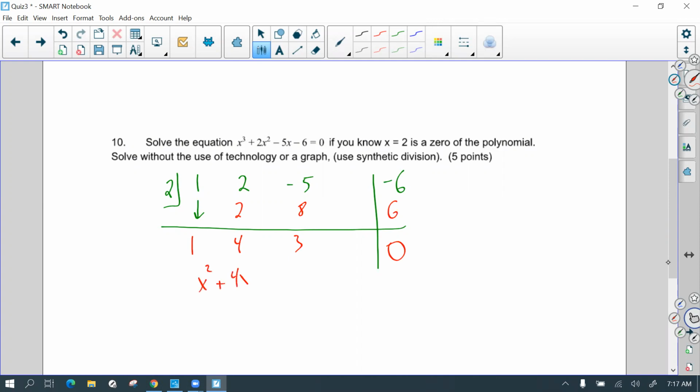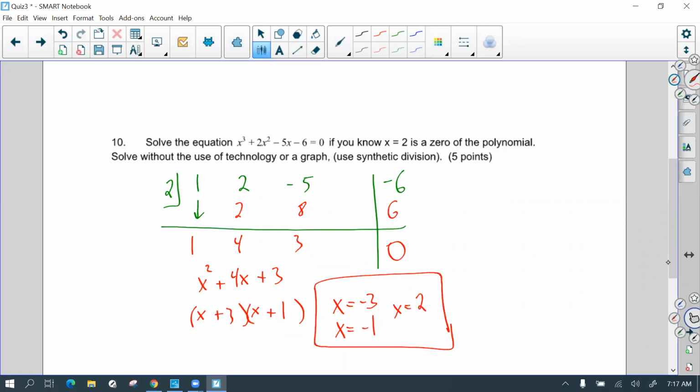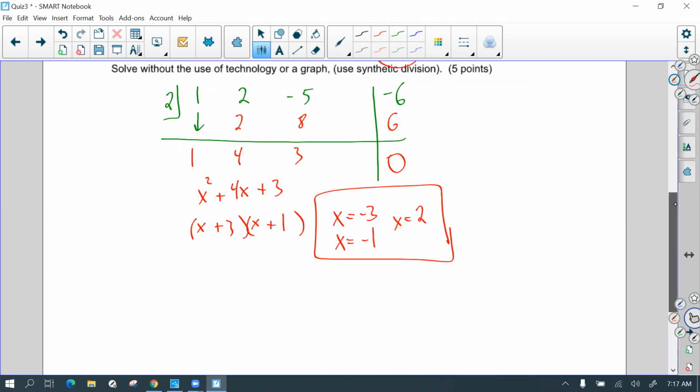X squared plus 4x plus 3. Well, that factors into x plus 3 times x plus 1. So my last two zeros are -3 and -1. They told me that +2 was a solution in the script. So I found all 3 zeros.